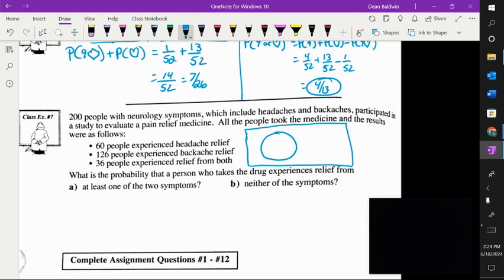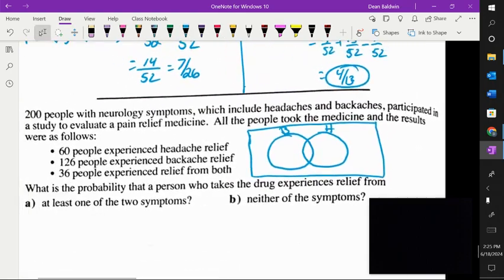There is overlap here because there are people that experience both. B for backaches, H for headaches. There are 200 people in the study. 36 people experienced relief from both. So where does the 36 go? Right in the middle.